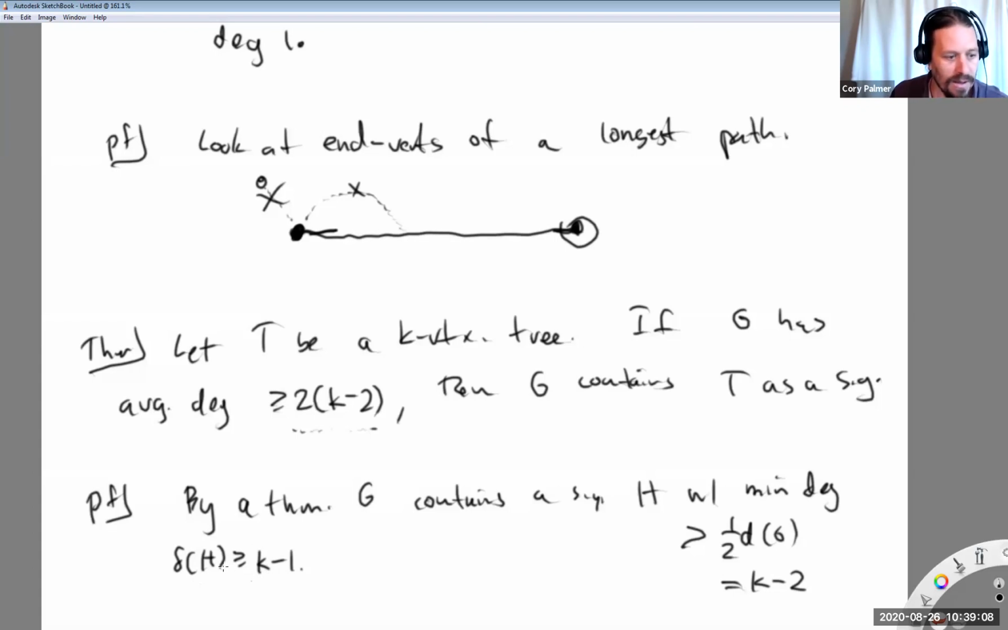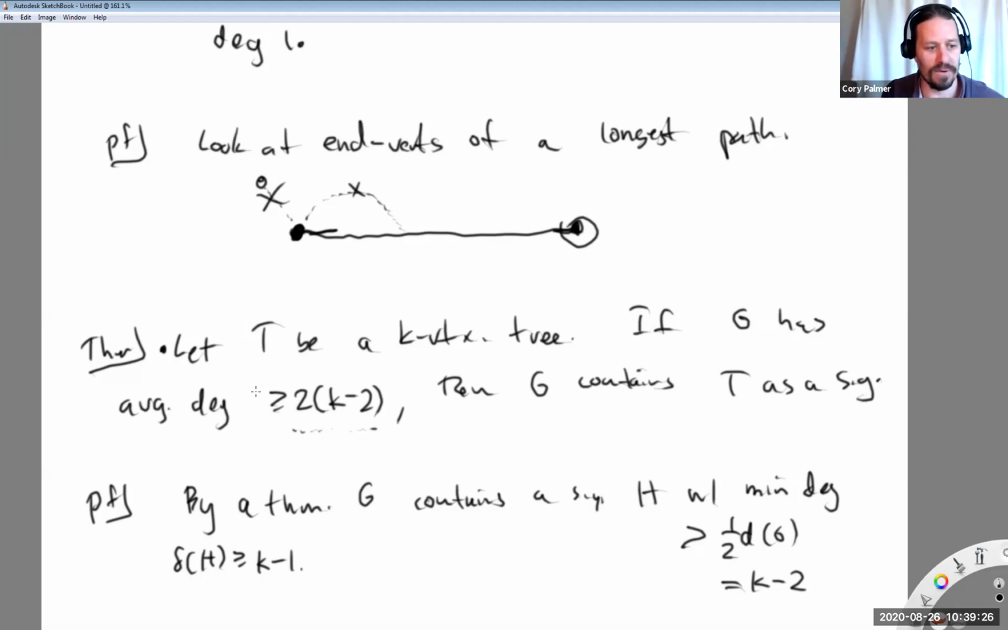And then you can use this minimum degree condition to find yourself a path. In fact, I think we did that earlier. But again, that only proves the theorem for T a path, and we can do something more. I want to prove it for T no matter what T is. Here we have a complete graph on k minus 2 vertices, right? Is that our game? Not necessarily, right?